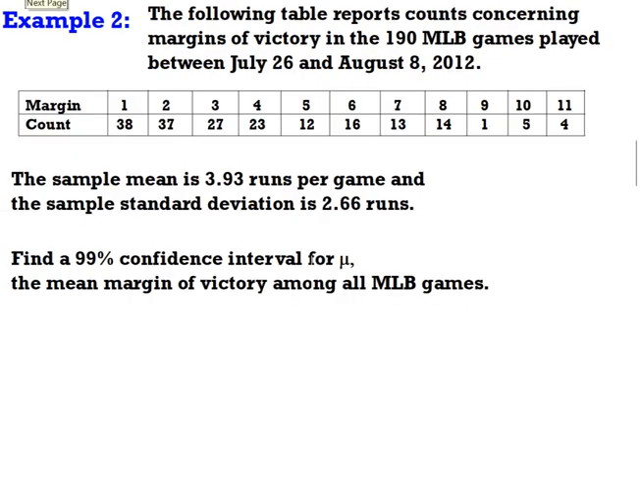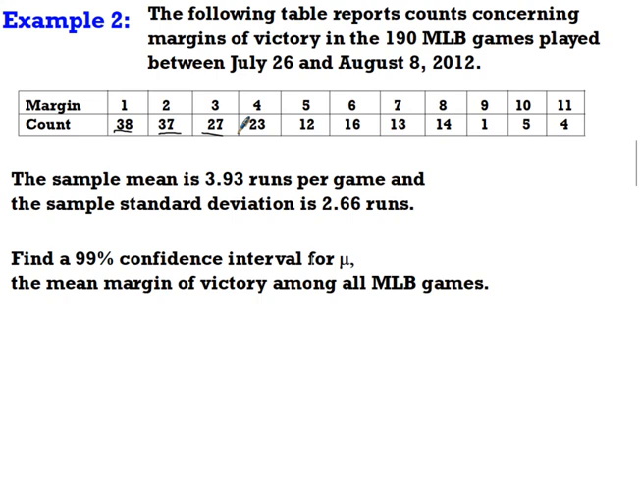Okay. The following report concerns margins of victory. 190 Major League games were played between July 26 and August 8, 2012. A margin of one run happened 38 times, 2 runs 37 times, 3 runs 27 times, and so on. The sample mean of those runs per game worked out to be 3.93, with a sample standard deviation of 2.66.